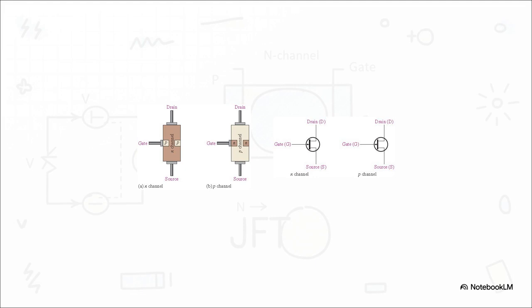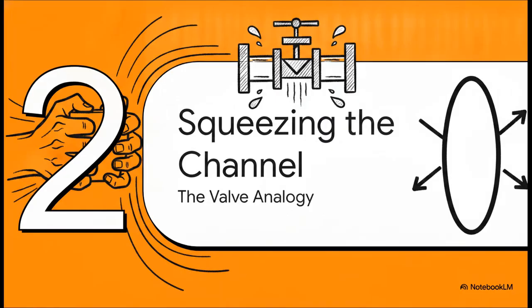Looking at the basic structures here, we've got the N-channel JFET on the left, which has two P-type regions diffused right into an N-type material, and the P-channel on the right, which is the exact inverse. Notice how the little arrow on the schematic gate points in for the N-channel device and points out for the P-channel. It's a really simple visual cue, but trust me, it will save you a massive headache when you're trying to read circuit diagrams.